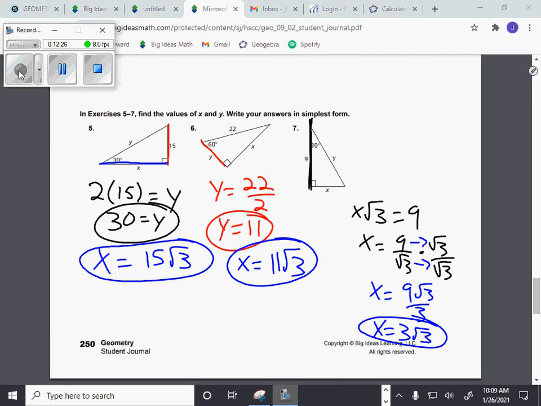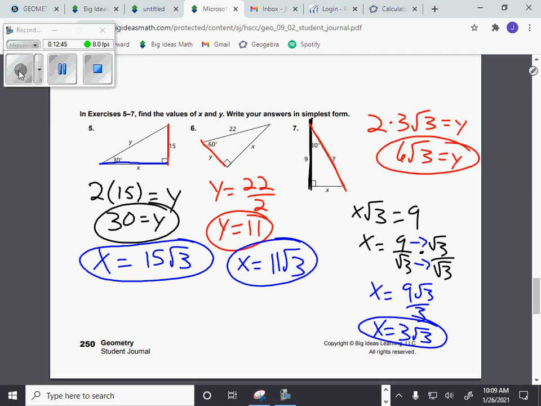Now on to y. Y is 2 times that short leg, which is 3 square root 3. Okay, now simplify. We have 6 square root 3 equals y. Perfect.